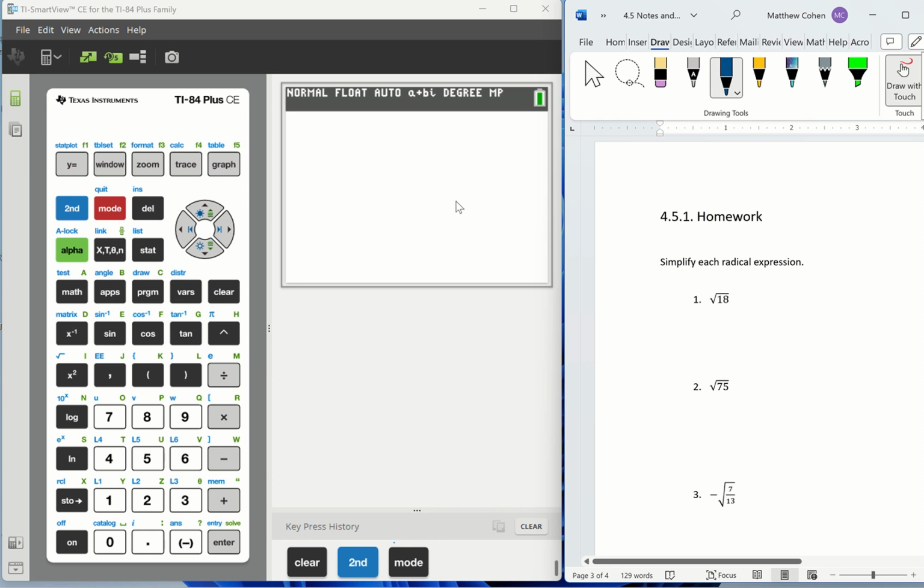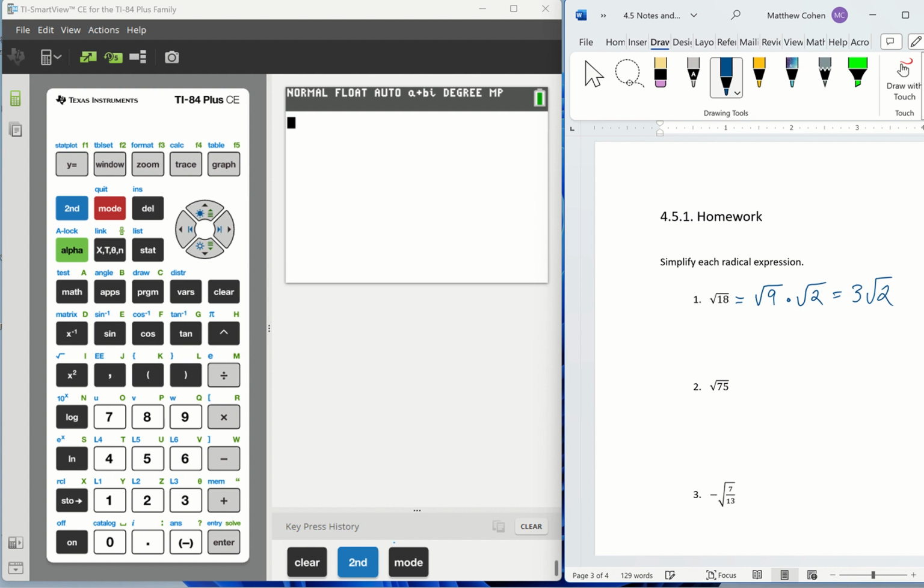I've found a way to simplify radicals using your calculator. So what we were doing before was, let's take, for example, square root of 18. We were saying, well, okay, is there a perfect square factor of 18? Which there is, it's 9. So we were saying square root of 18 is equal to the square root of 9 times the square root of 2. And the square root of 9 is 3. So we get 3 times the square root of 2.